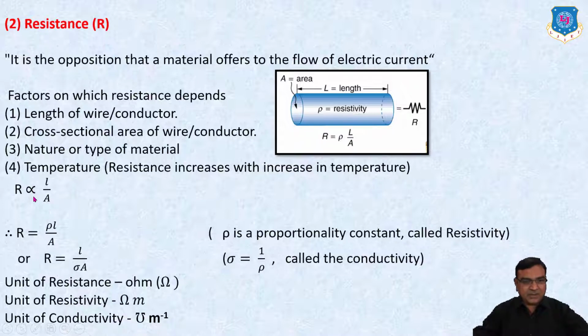So if we remove this proportionality, R is equal to rho L by A, where rho is a proportionality constant called resistivity, or R is equal to L by sigma A, where sigma is equal to 1 by rho, called conductivity. So the unit of resistance is ohm, the unit of resistivity is ohm meter, and the unit of conductivity is mho per meter.